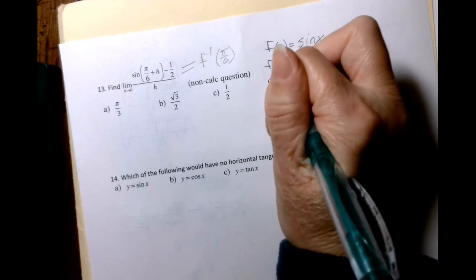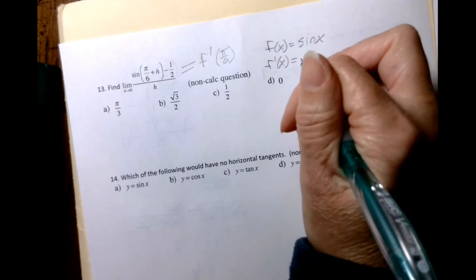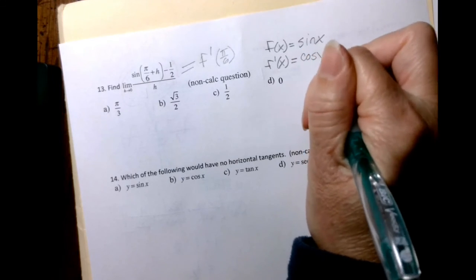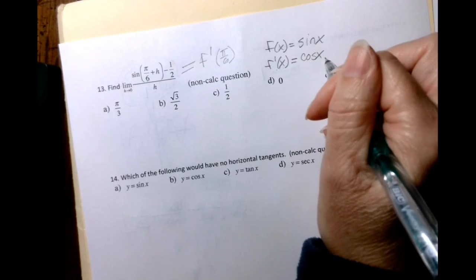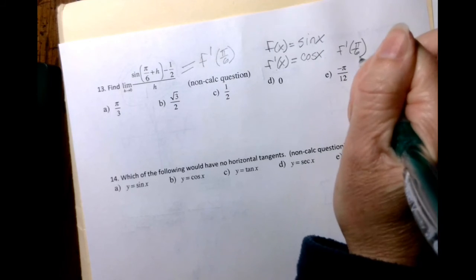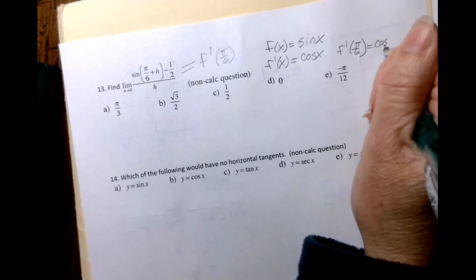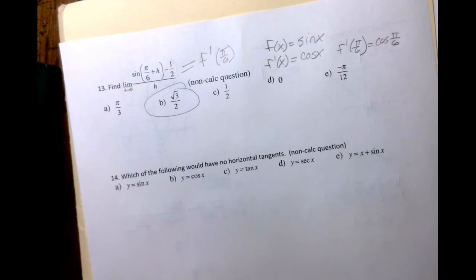Its derivative in general, and again, I strongly encourage you to do derivatives in general before evaluating at a point. F prime of just x is the cosine of x. F prime at pi over 6 now is the cosine of pi over 6. That's the cosine of a 30, which is root 3 over 2.